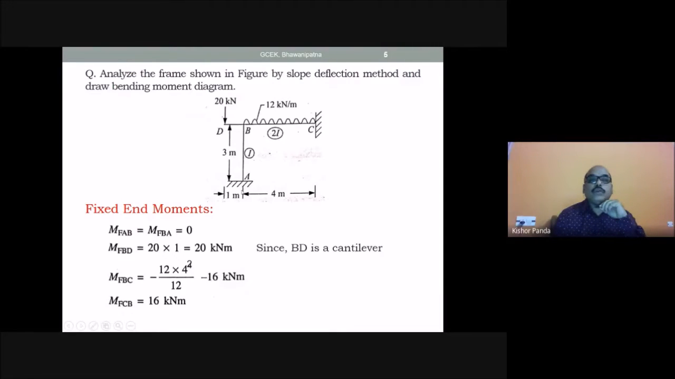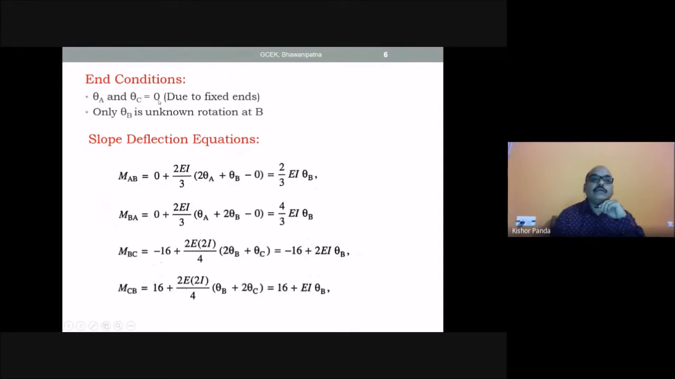And here you know what is the slope here, because this end is fixed. So the slope here is 0. And what is the slope here? This is also fixed. The slope here is also 0. You get only one slope here, one rotation here at joint B. Theta A and theta C are 0 due to the fixed ends. Only theta B is unknown, the rotation at B.